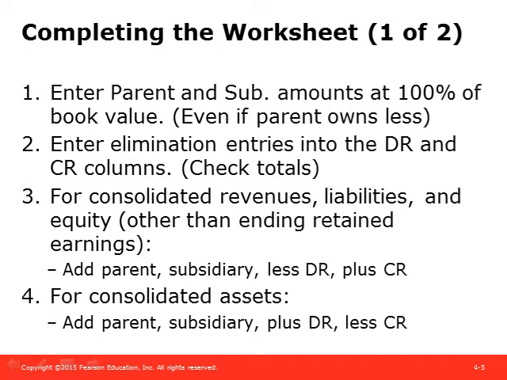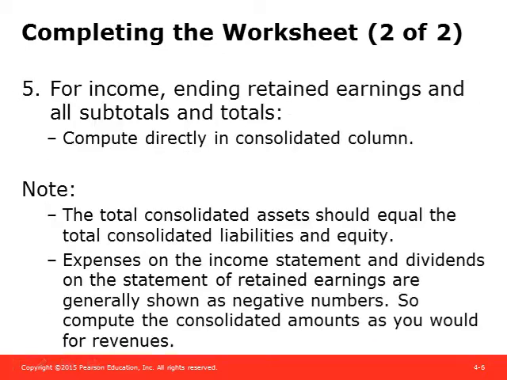Then for consolidated revenues, liabilities, and equity, other than for ending retained earnings, we add the parent account and the subsidiary balances, less any debit or plus any credit balances. And then to get to our consolidated assets, we add the parent and subsidiary again, plus any debit, less any credit balances. Next, for income, we take the ending retained earnings and all subtotals and totals and compute directly in the consolidated column.